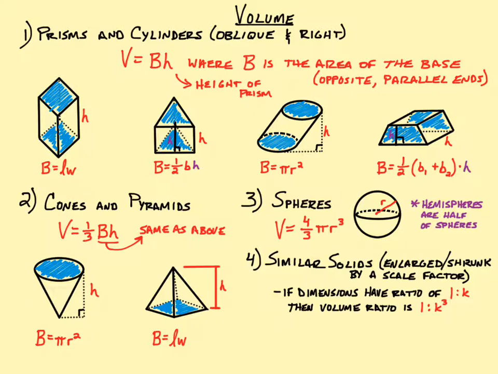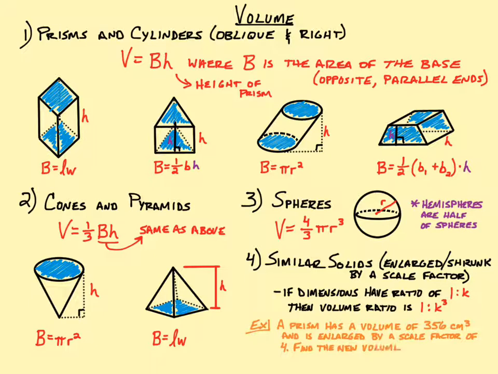So what does that mean? Well, let's look at an example and see if we can break this out. I don't have any space to draw in here, so we're just going to talk about an example real quick. The example: a prism has a volume of 356 centimeters cubed and is enlarged by a scale factor of 4. So we want to find the new volume.